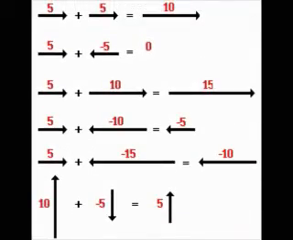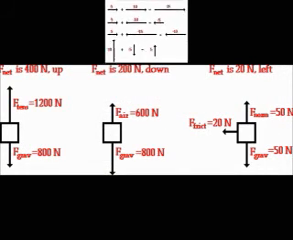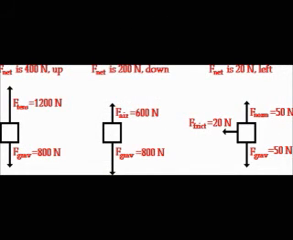For example, as you can see here, we have 5 plus 5 going right, so that equals 10 going right. The next one has 5 going right plus negative 5 going left, which cancels out and equals 0. In this next example, we have 1200 newtons up and 800 newtons down. So the net force would equal 400 newtons up.